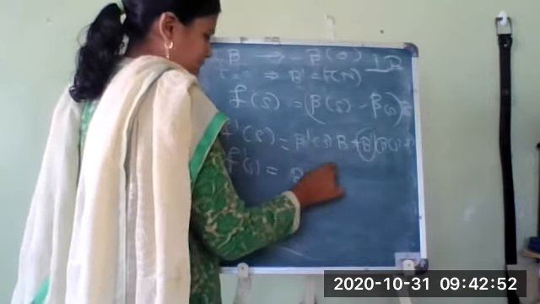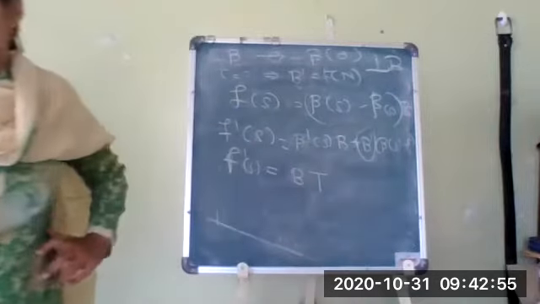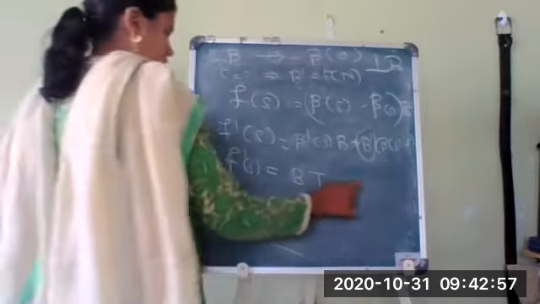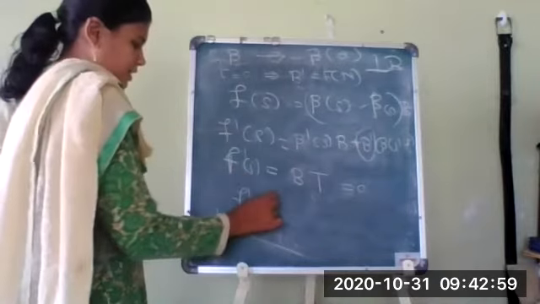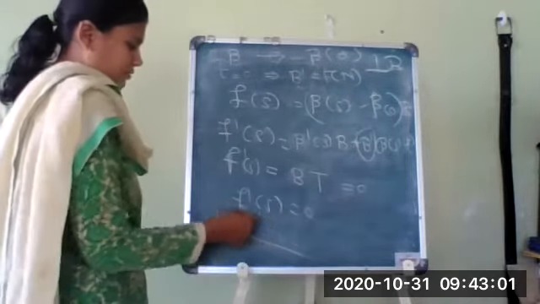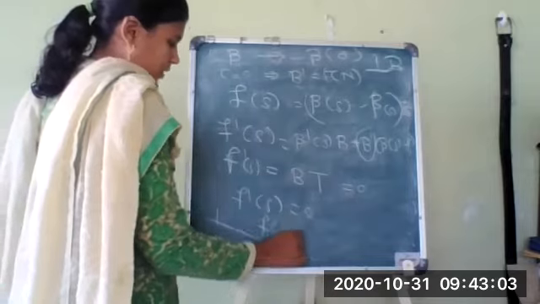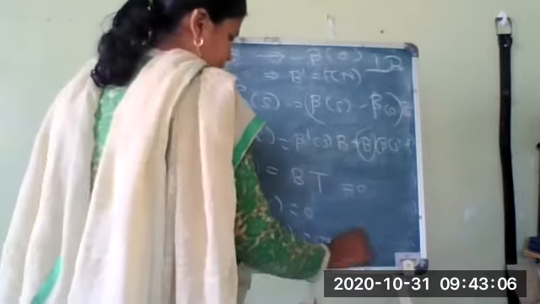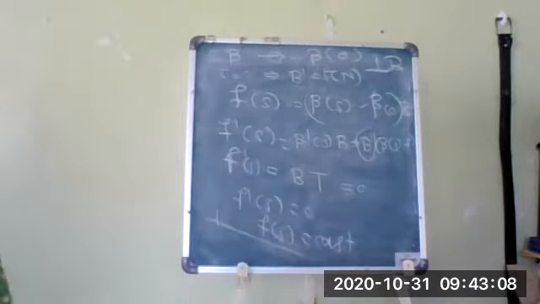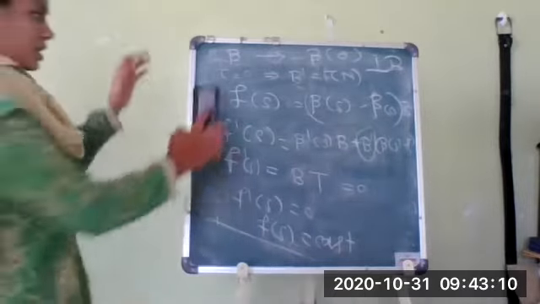What is the formula for beta dash? It is t. Correct? So what is t dot b? It is 0. So what I obtain is f dash of s is equal to 0. If f dash of s is equal to 0, what is the meaning for f of s? It must be a constant function. So what we have obtained is f of s is a constant function.